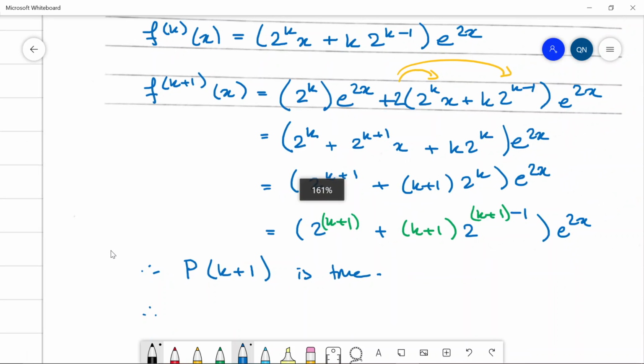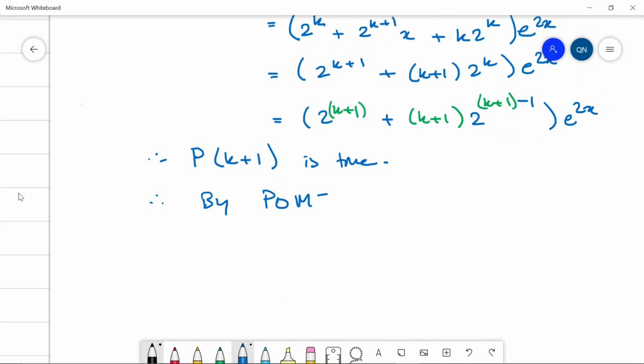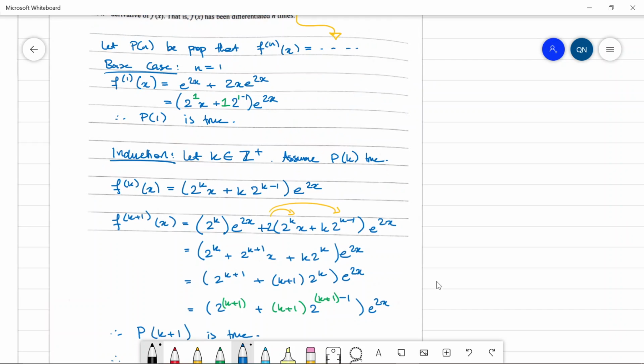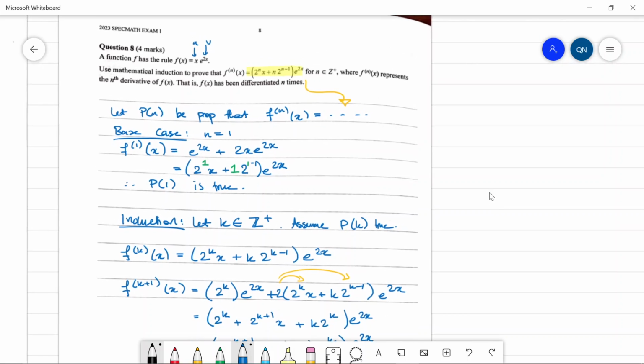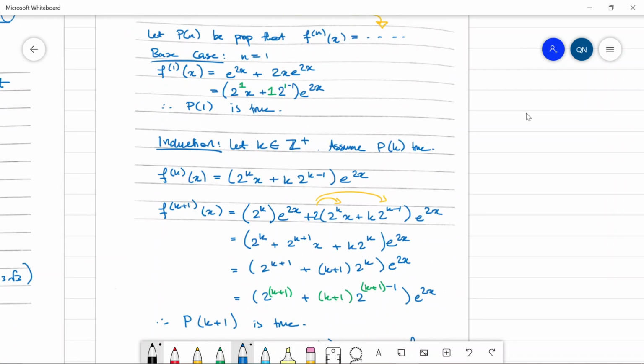So therefore, it's something like: by the principle of mathematical induction, POMI, p of n is true for all n in the positive integers. And I believe that should be it there. Not too bad. It might be a bit tricky if you're not used to these proofs, but I don't find that too bad. It's pretty systematic. You just have to redo the algebra a little bit over here just to get it into the form you want.